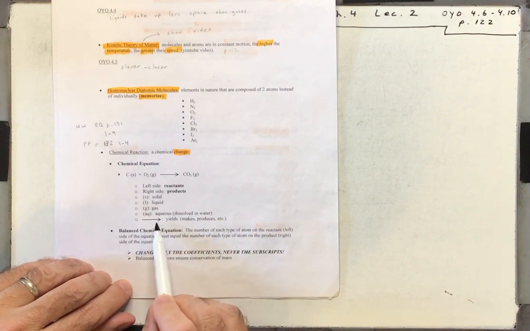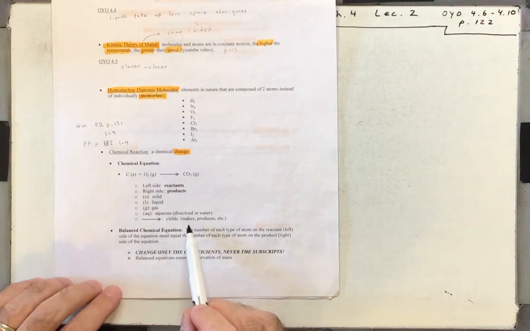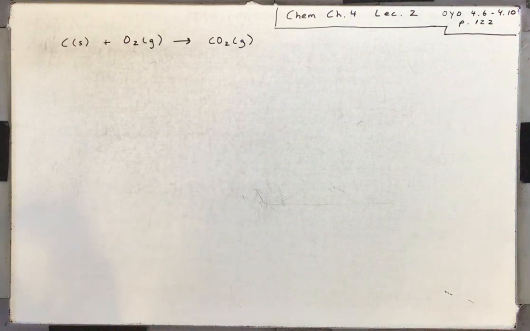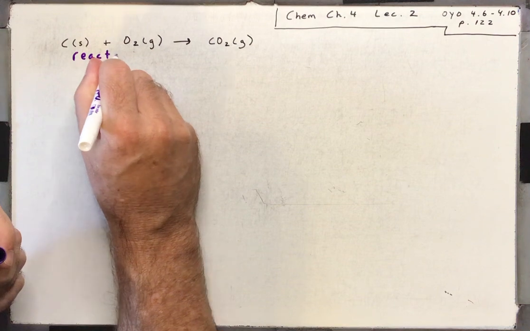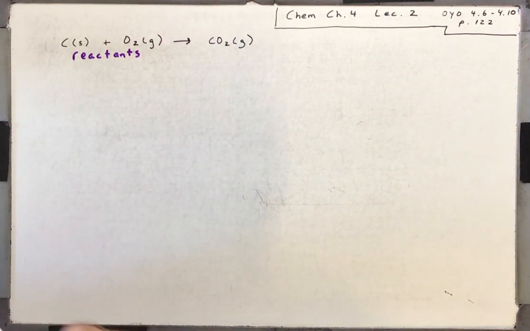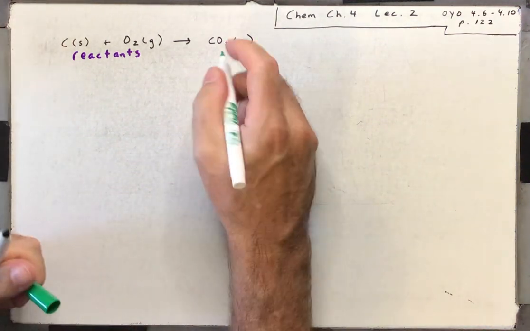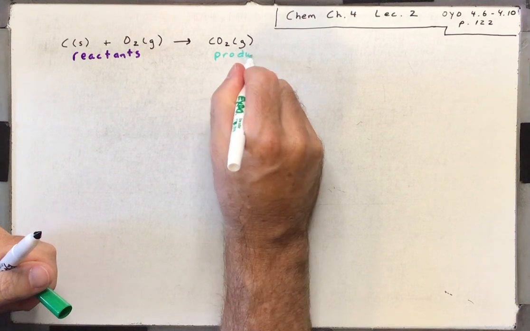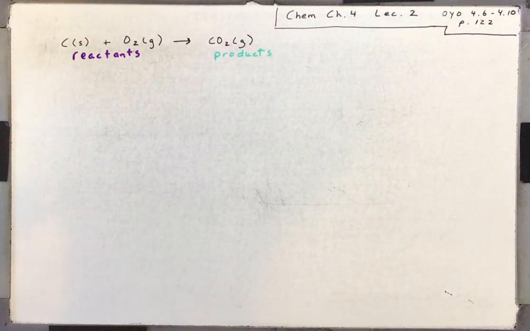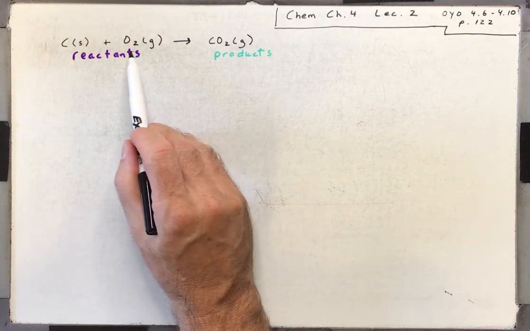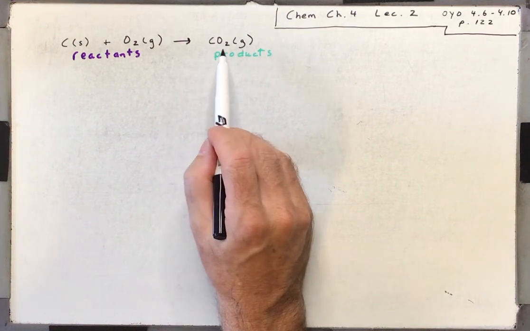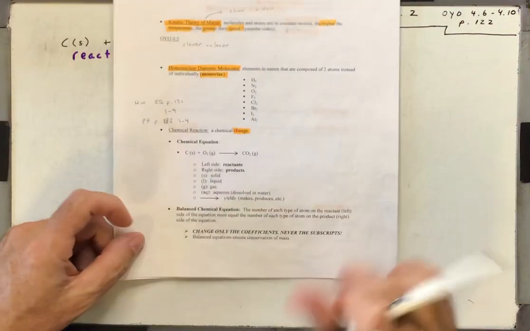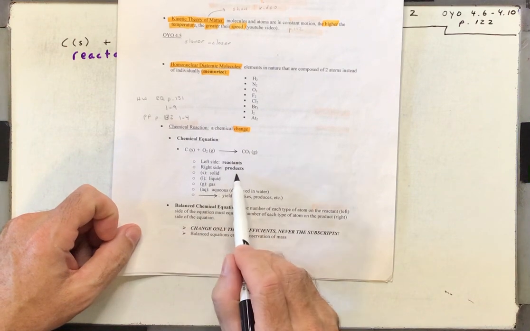And then you also have an arrow. An arrow means yields, okay? You can think of yields as it makes or produces. That arrow means that carbon and oxygen, this side, are the reactants. And then the right side we call the products. So solid carbon and gaseous oxygen will react to make, to yield, to form, that's the arrow, gaseous carbon dioxide. You need to learn what all that means. The left side reactants, the right side products.